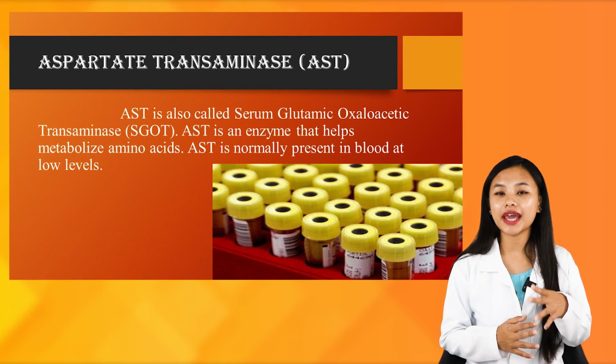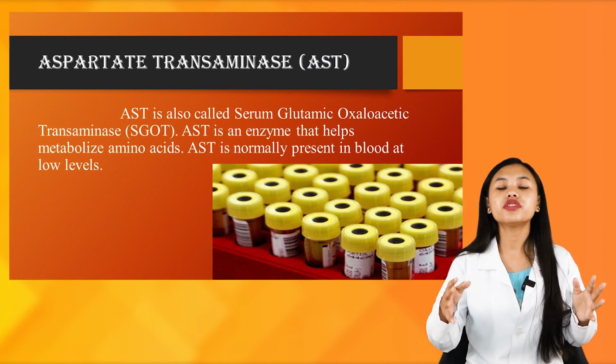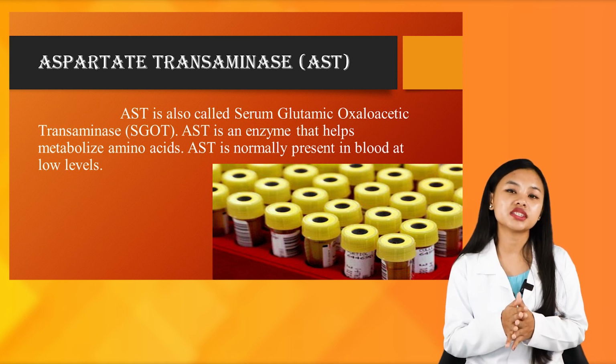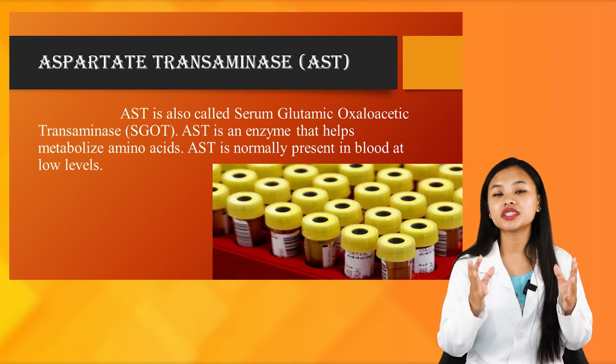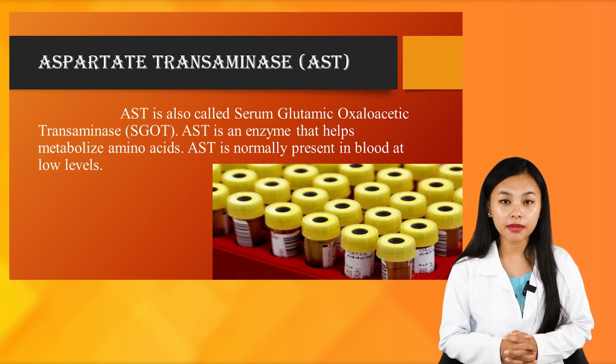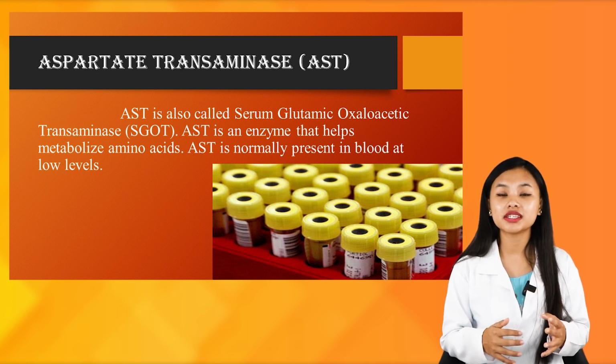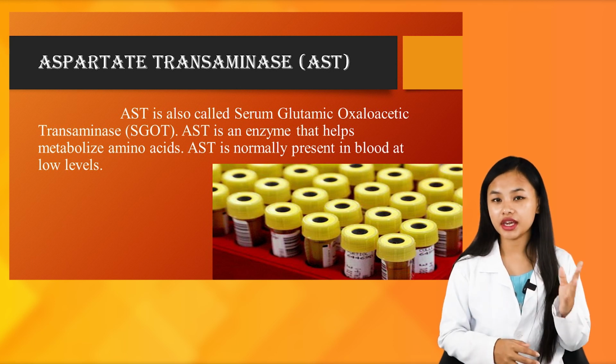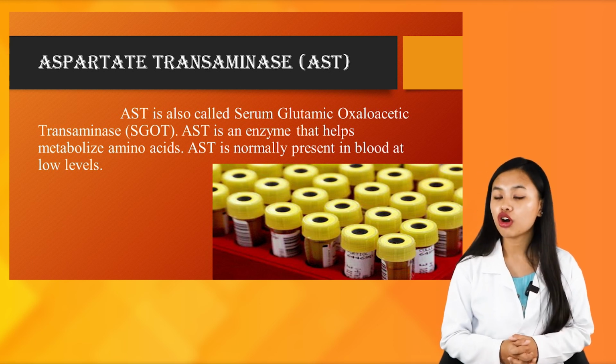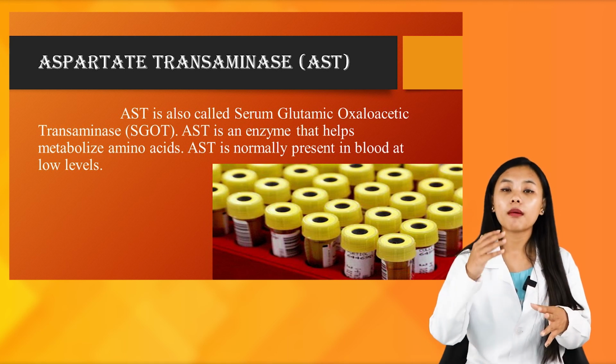The next one is the aspartate transaminase. This is also known as the serum glutamic oxaloacetic transaminase. It is also an enzyme which helps to metabolize amino acids. Unlike the ALT, this AST is normally present in the blood but at a lower level. So if there is an increase in the AST, then this can be because of liver damage or liver diseases, or even because of muscle damage.